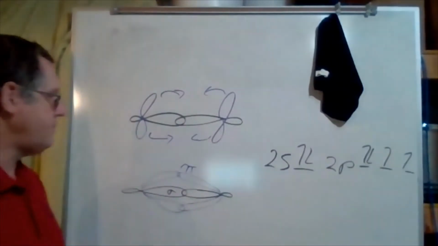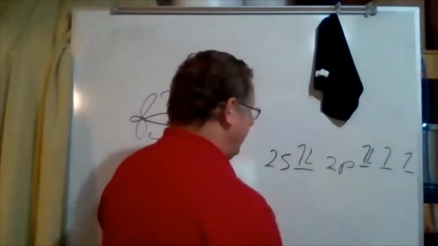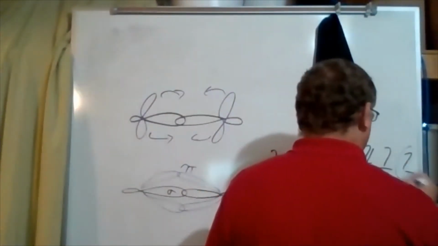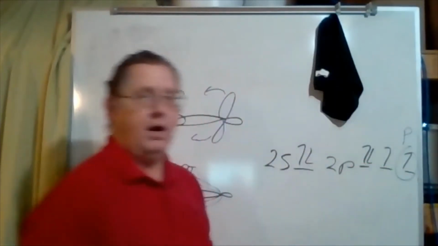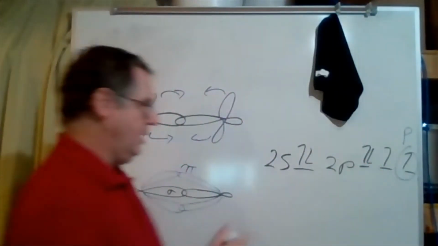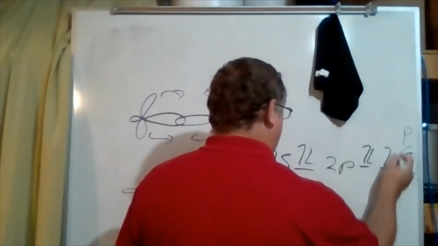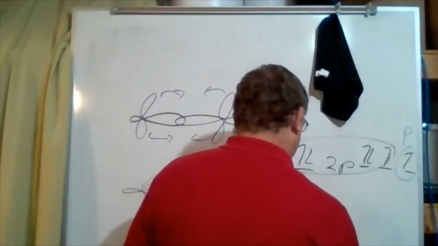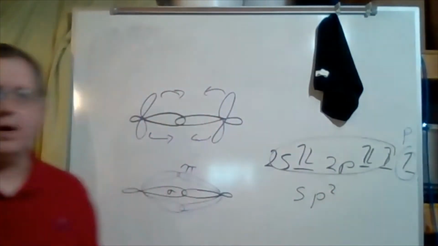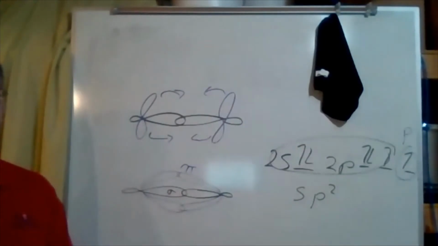Okay. And this one, because one of our p orbitals here did not form hybrid orbitals, we have the hybrid orbitals formed between an s and two p's. So we call it sp2. Real creative naming, isn't it? But that's what we're doing.